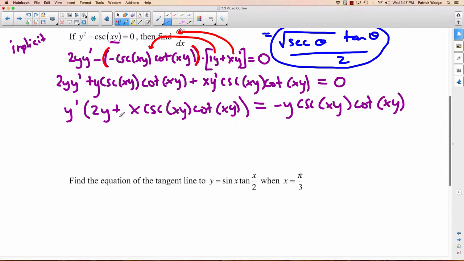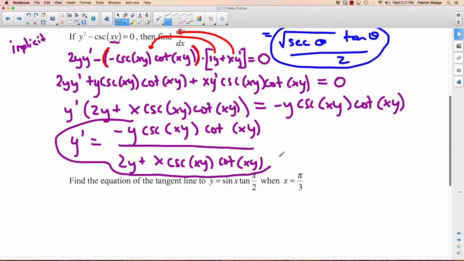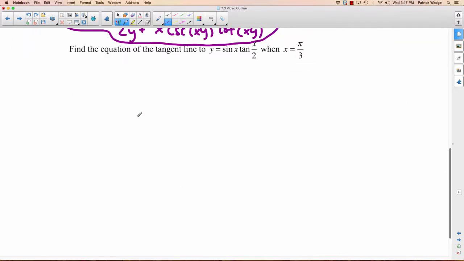We're ready to divide both sides by this long thing, which I'm not even going to say because it takes so long. So I'm left with y prime equals all of this, negative y cosecant xy cotan xy, all divided by this mess here. So 2y plus x cosecant xy cotan xy. Crazy, eh? It's almost bordering on silly, but that's it. That is the derivative. Okay, last one.